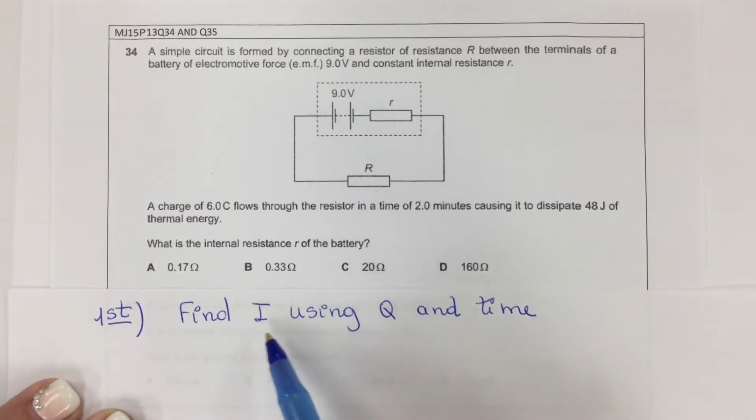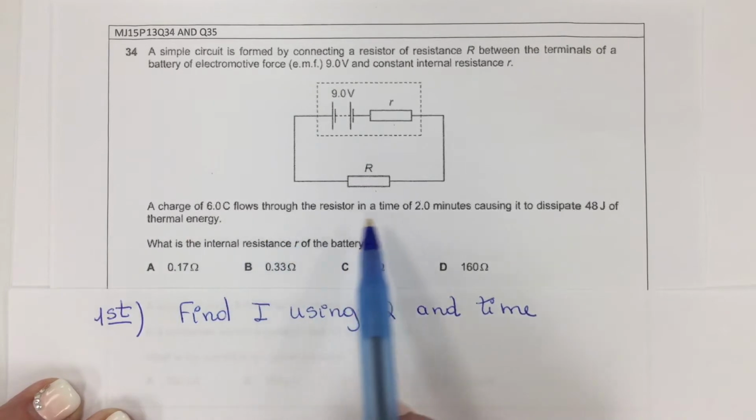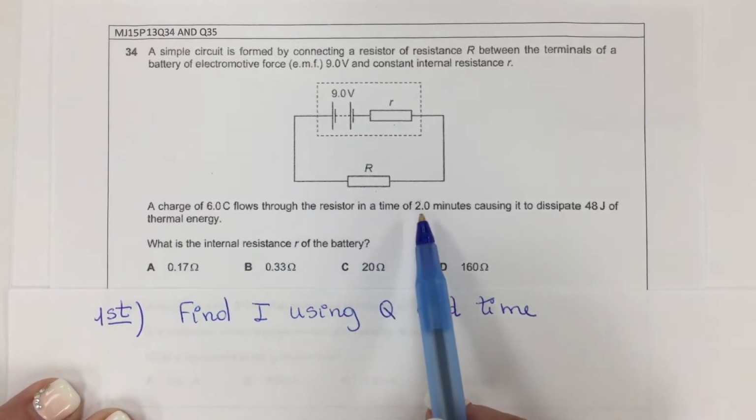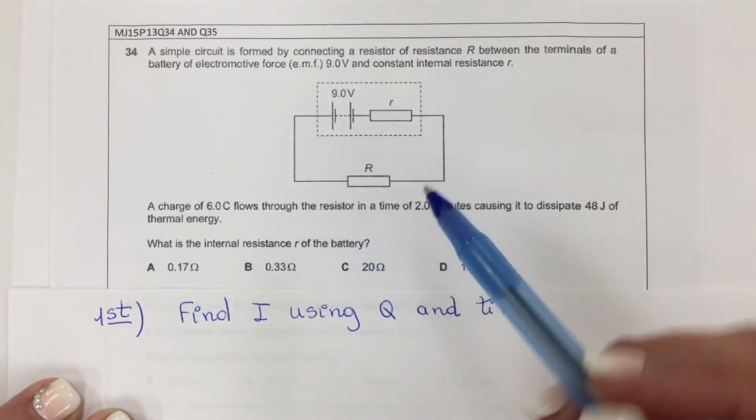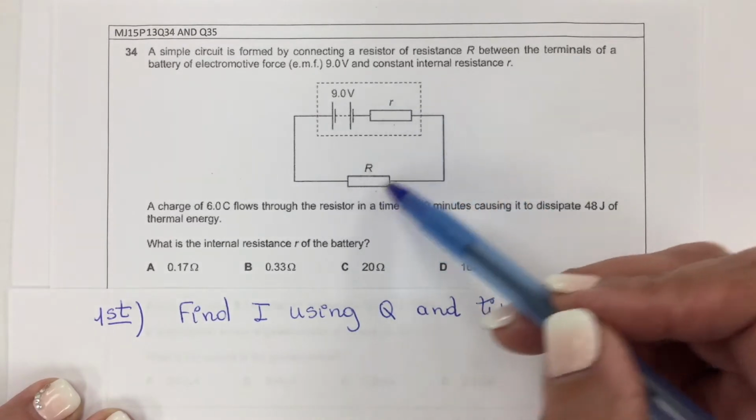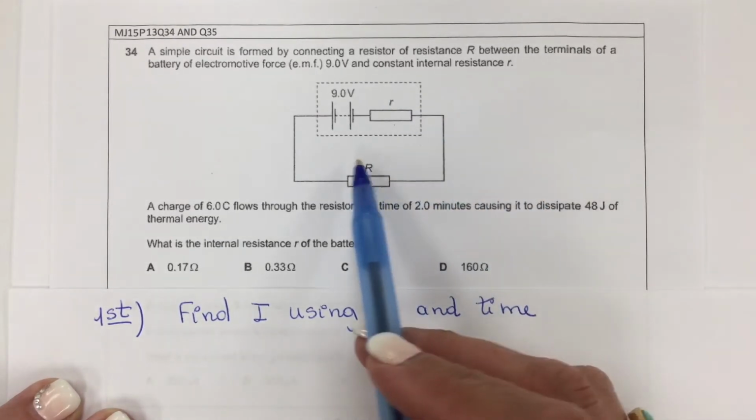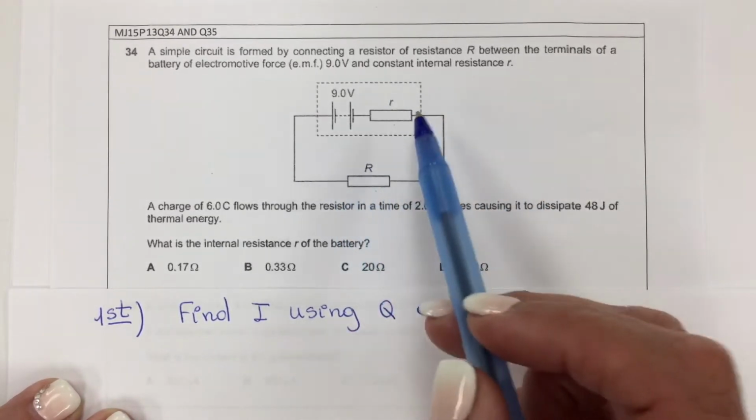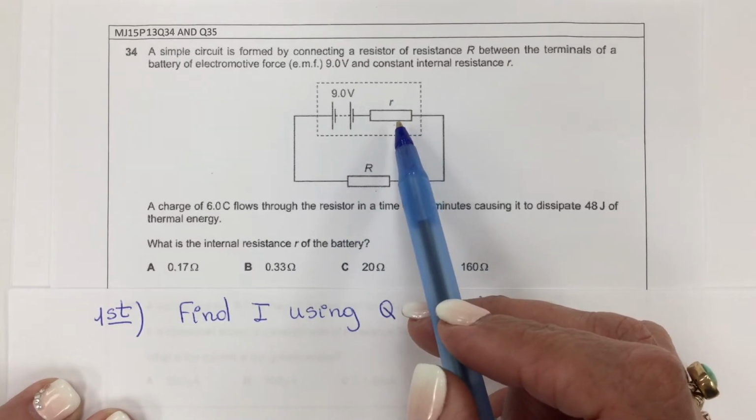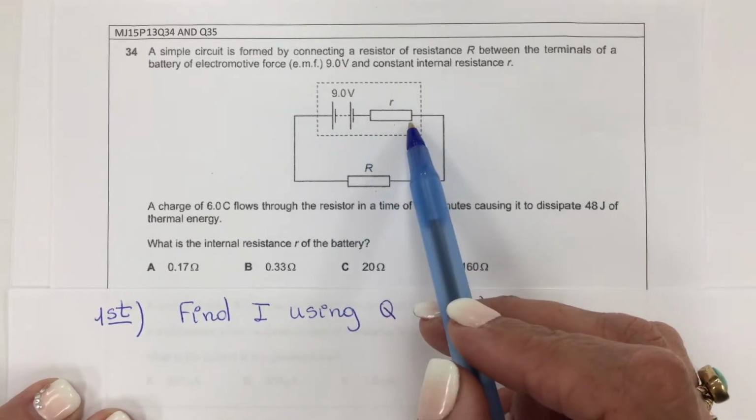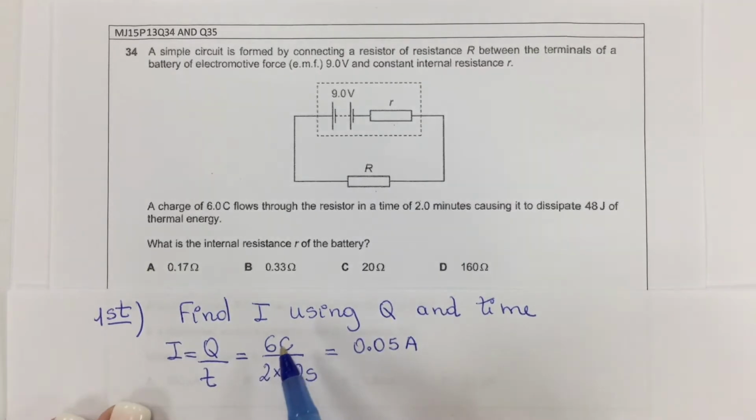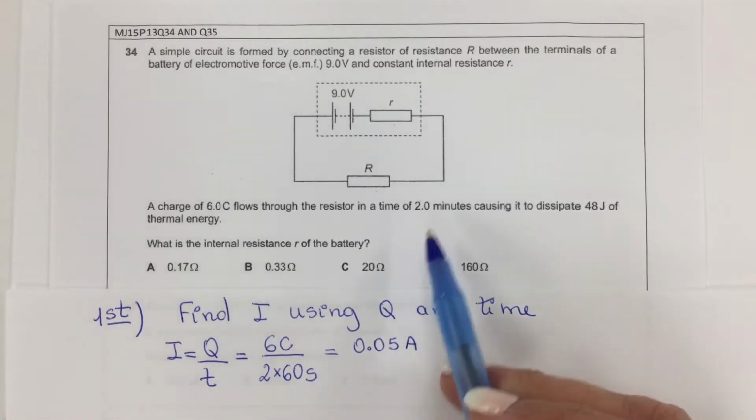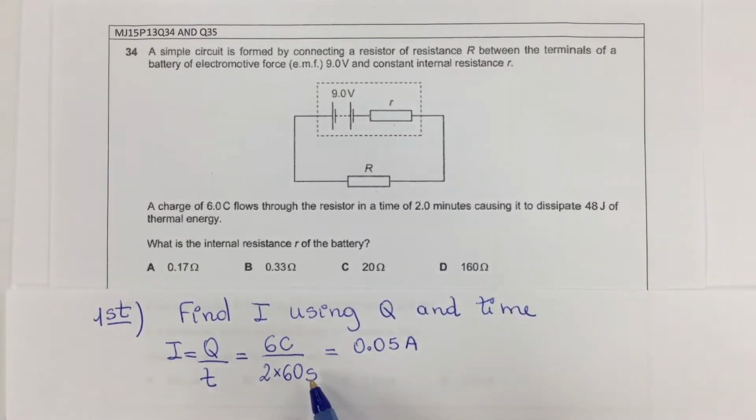First, let me find the current using the charge and the time provided that is flowing through the resistor R. Since both resistors are in series, the current flowing through R is the same current flowing through small r. So the charge is 6 coulombs and the time is 2 minutes. I want it in seconds, so the current is 0.05 amps.